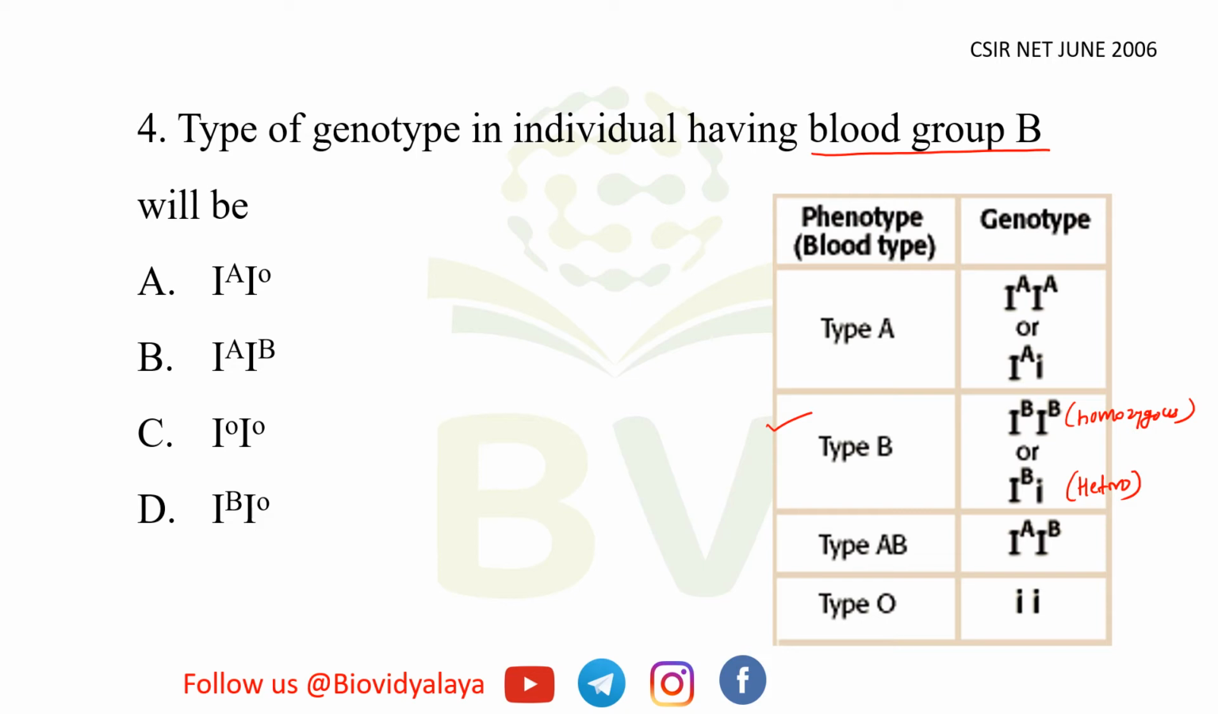So let's see the options. Option A, IAi, this is A blood type. Option B, IAIB, this is AB blood type. Option C, ii, this is O blood type. And option D, IBi, this is B blood type. So the correct answer is option D, IBi.